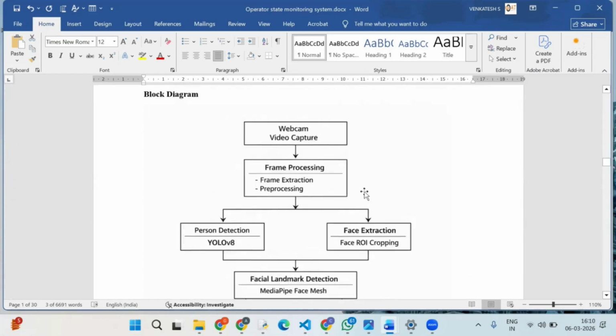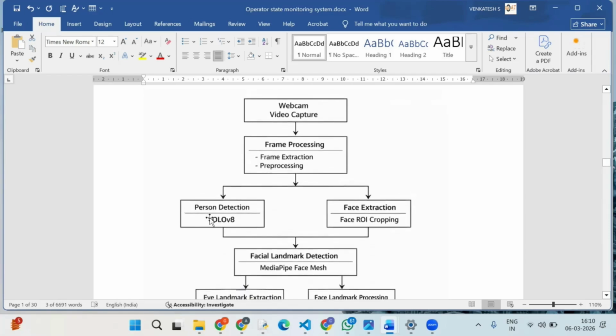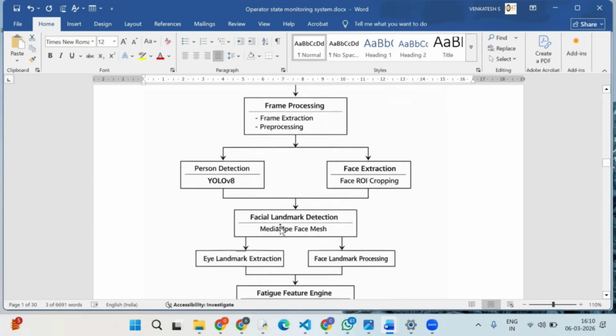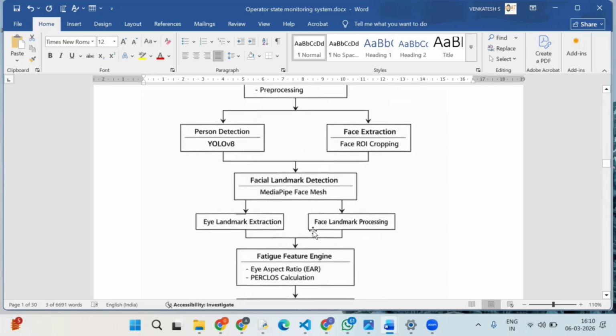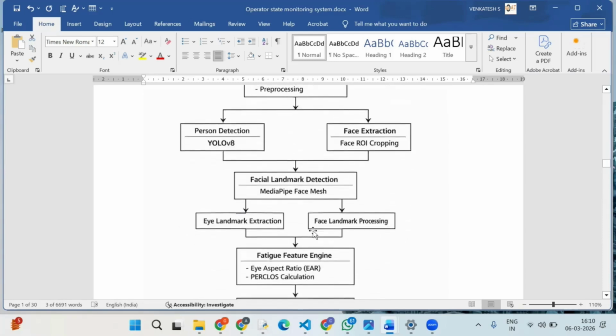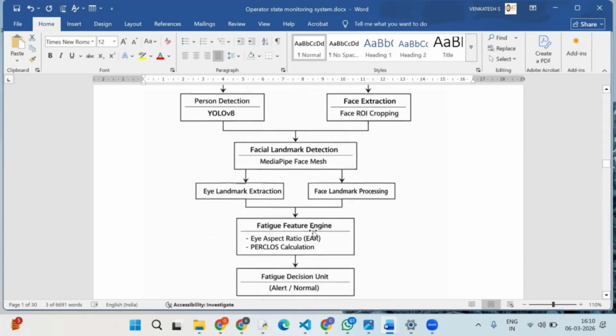So this is our block diagram. Firstly, the webcam captures the real-time video frames of the operator. These frames are then processed using YOLOv8 object detection to identify whether a person is present in the frame. After detecting the person, the face region is extracted and MediaPipe face mesh is used to detect detailed facial landmarks. From these landmarks, the eye regions are identified.